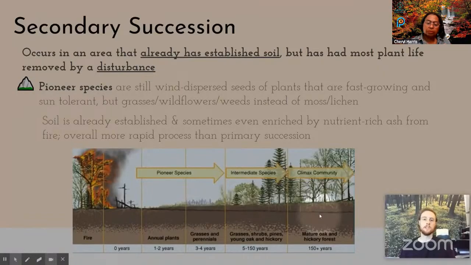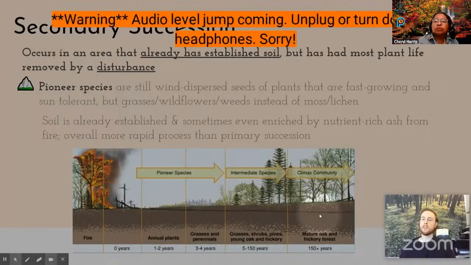I do want to point out that this process of secondary succession is faster than primary succession, but it can still take upwards of 150 years for this climax community to form. That's because these late successional species are very slow growing. They need deep roots with a lot of nutrient-rich soil to nourish those huge trees that are going to grow and anchor them. And so it is still a relatively slow process to reach a climax community.